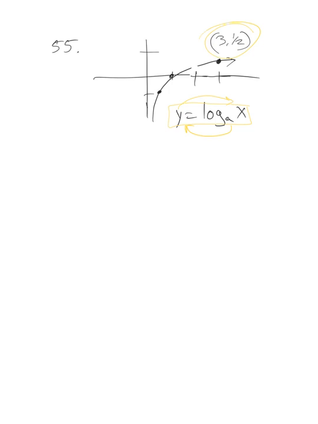And we have that up here, 3 and 1/2. So 3 is x and y is 1/2. So I'm going to rewrite it in this order. The log of base a, which I don't know, of x is 3, equals y, 1/2. And so this is how we solve it. Going counterclockwise, a to the 1/2 equals 3.